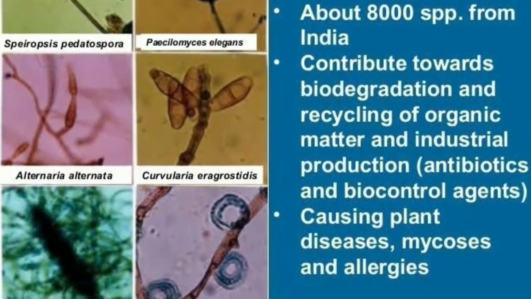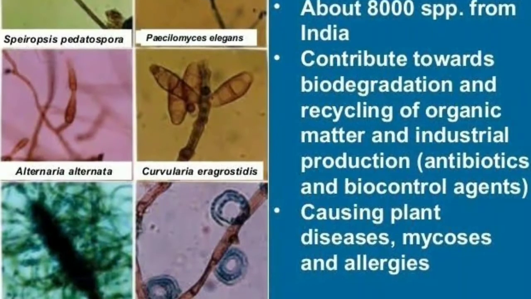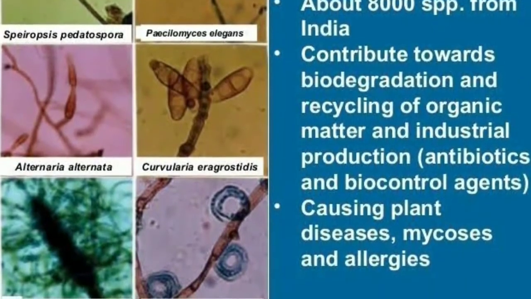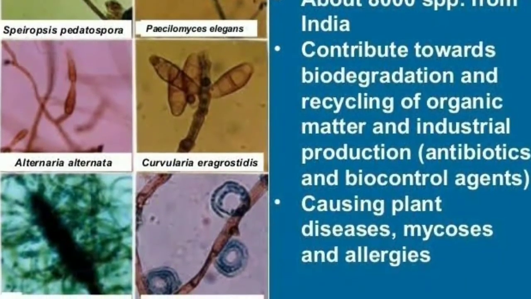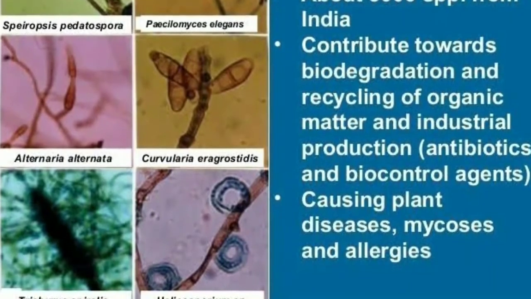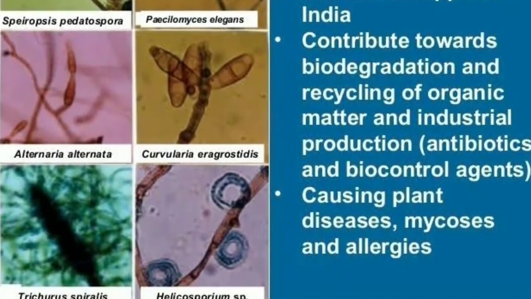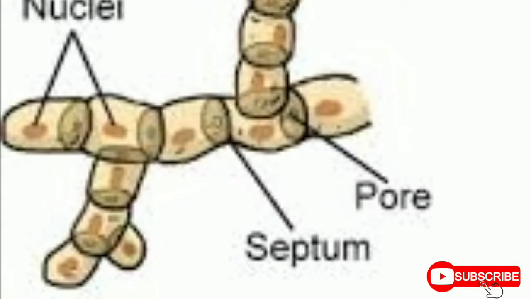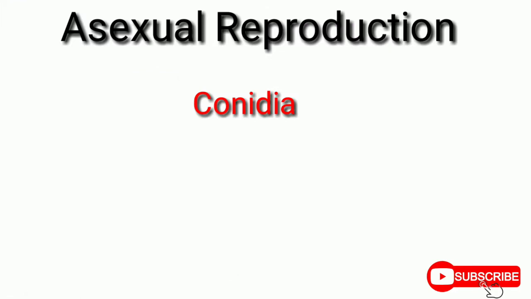When the sexual forms of this class of fungi were discovered, they were moved from Deuteromycetes into the right class, Ascomycetes or Basidiomycetes. When you observe the mycelium of Deuteromycetes, they are septate and branched. And when you look into asexual reproduction, it takes place with the help of conidia.